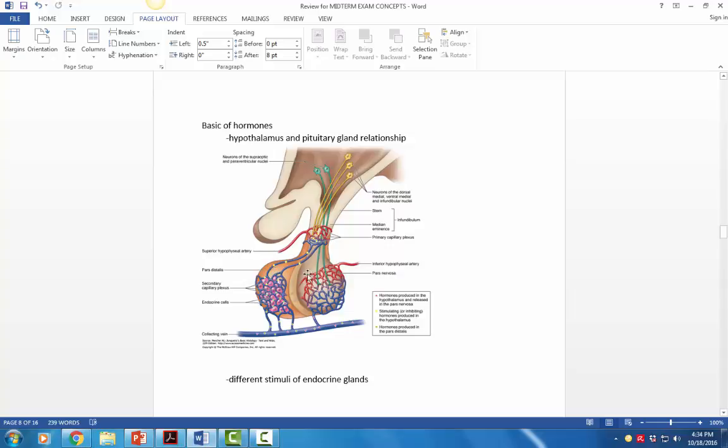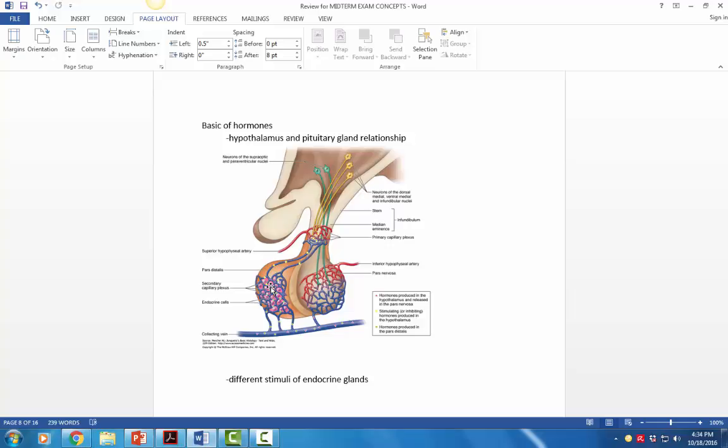It releases FSH and LH, growth hormone, adrenocorticotropic hormone, which is ACTH, prolactin, and TSH, thyroid stimulating hormone. Those are all produced by the anterior pituitary, and many of them are tropic hormones.